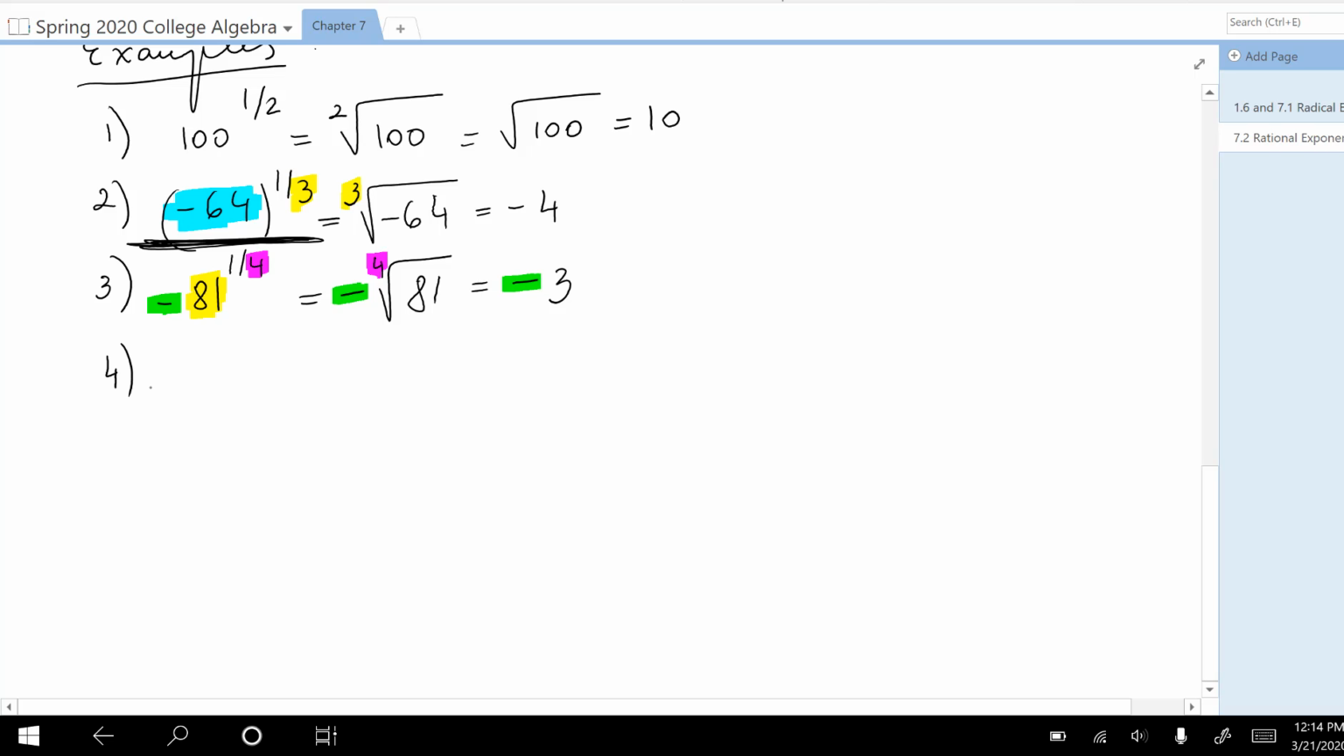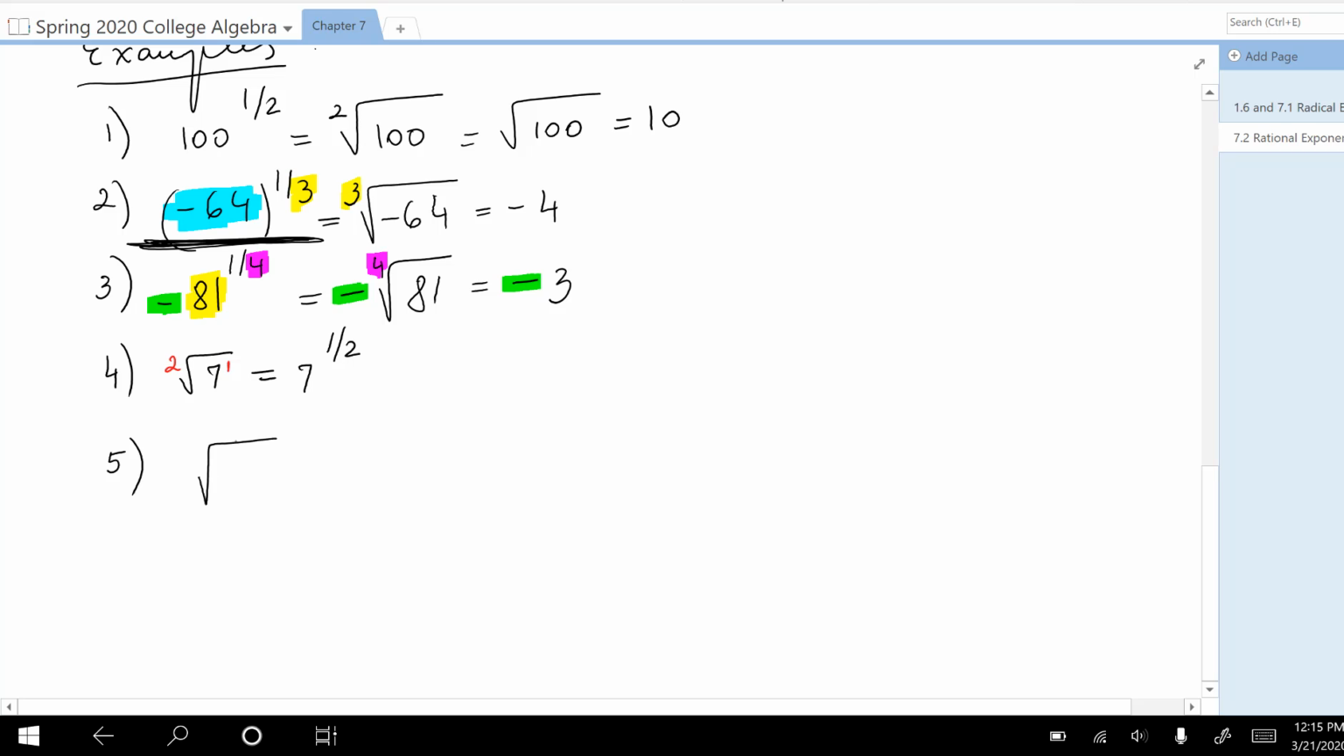4. Another one says use rational exponents. So basically it's exactly the opposite of what we just did. Now I have square root of 7 and I want to write it as a rational exponent. 7 to 1/2. From where 1 and from where 1/2? Well, it's to the first, and then this index is 2. So that's how we ended up with 1/2.